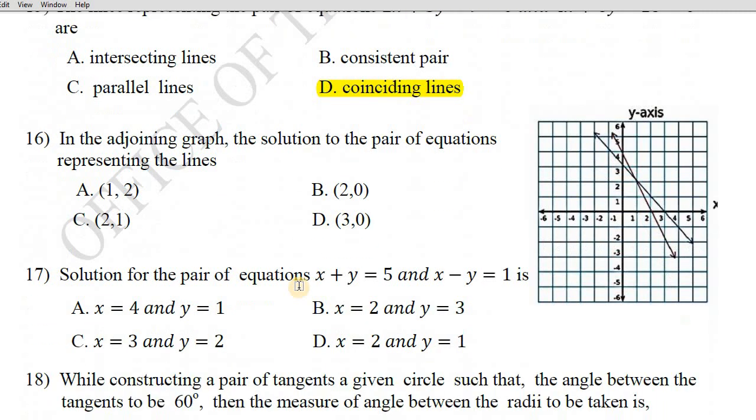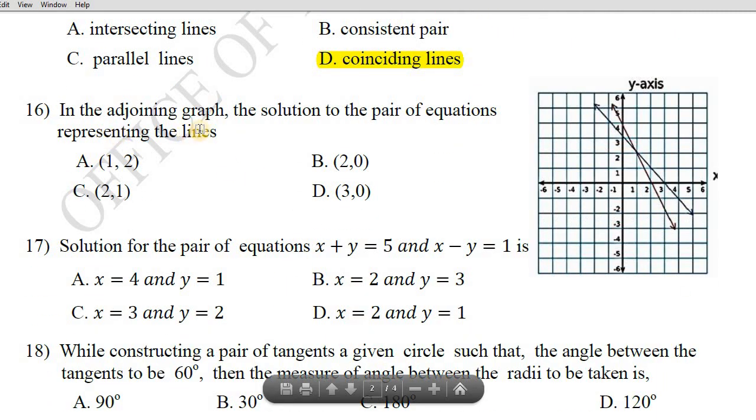Next, let us see the another question, children. In the adjoining graph, it means here they have given one graph. The solution to the pair of equations representing the lines. Given options are (1, 2), (2, 0), (2, 1), (3, 0). Now observe the graph properly, children, and here you wanted to identify the exact solution.